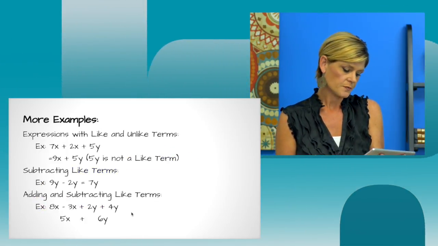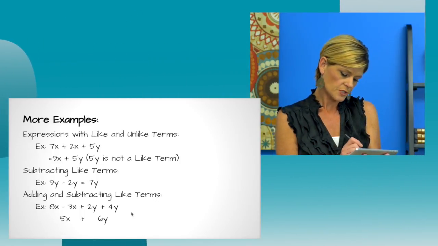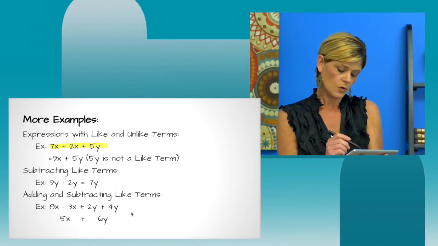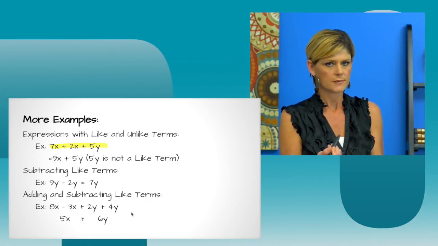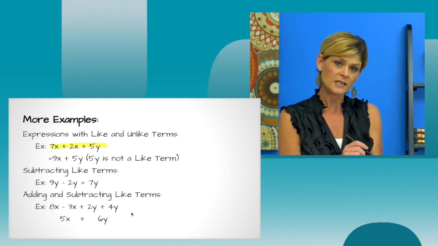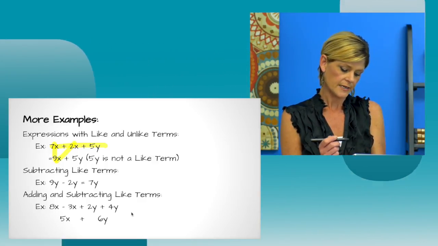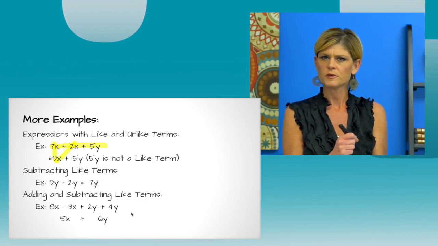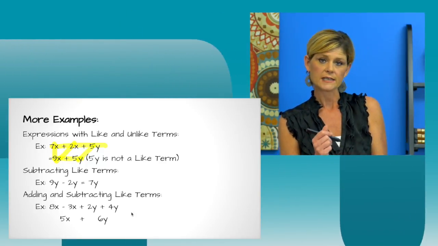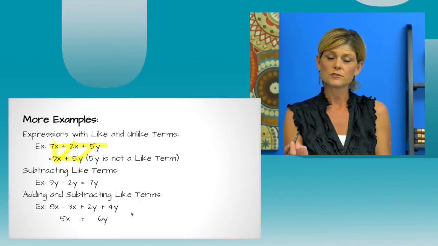So let's look at some more examples when we're talking about expressions with like and unlike terms. So here's another example, 7x plus 2x plus 5y. Well, you can see here we have some like terms and some not like terms. 7x and 2x, those are like terms because they both have x. So we can add those together. We can join those. 7x plus 2x equals 9x. But can we add the 5y? No, because that's y. It's not x. So we can just simplify it enough to say 9x plus 5y, because 5y is not a like term.